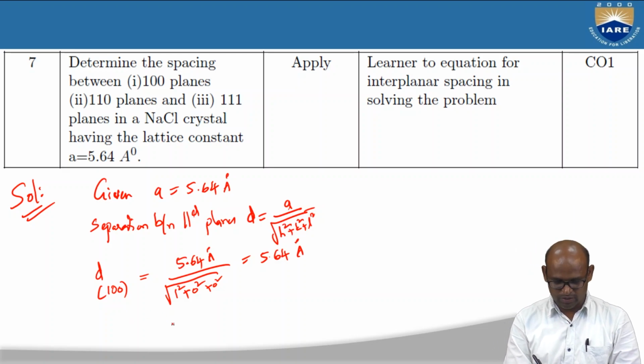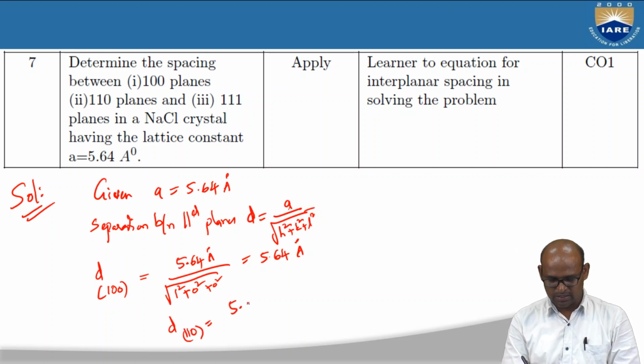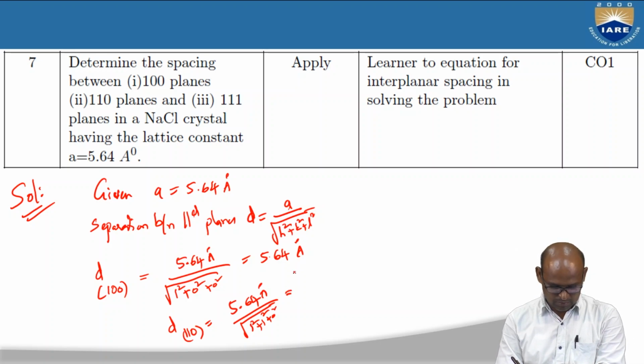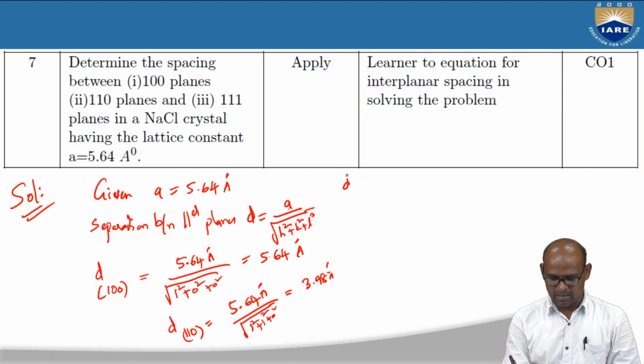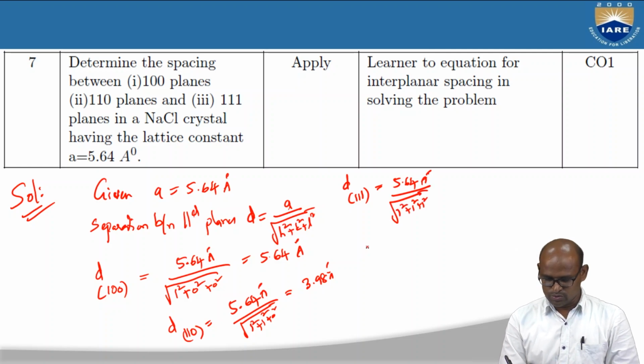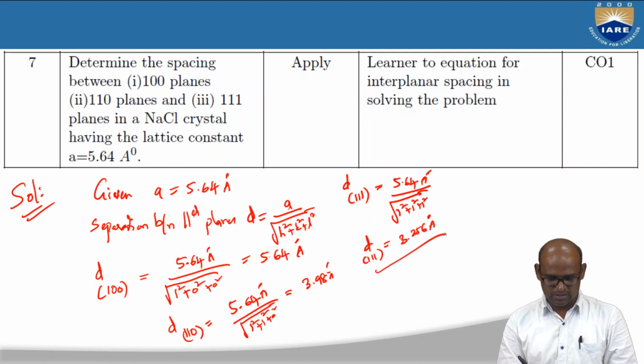Next, we need to calculate D for 110. That is 5.64 angstroms divided by the square root of 1 square plus 1 square plus 0 square. So that will be 3.98 angstroms. Okay, so the next parallel plane is D 111. That is 5.64 angstroms divided by the square root of 1 square plus 1 square plus 1 square, so that is square root 3. So D 111 will be equal to 3.256 angstroms.